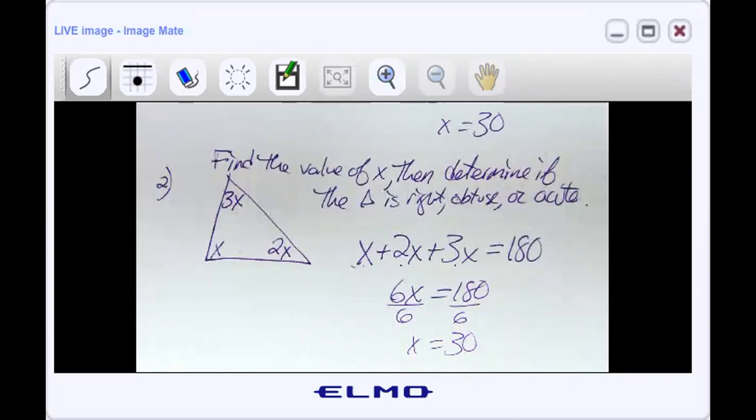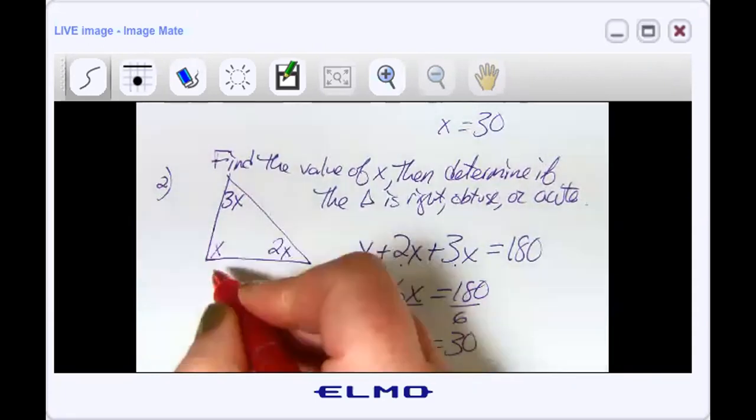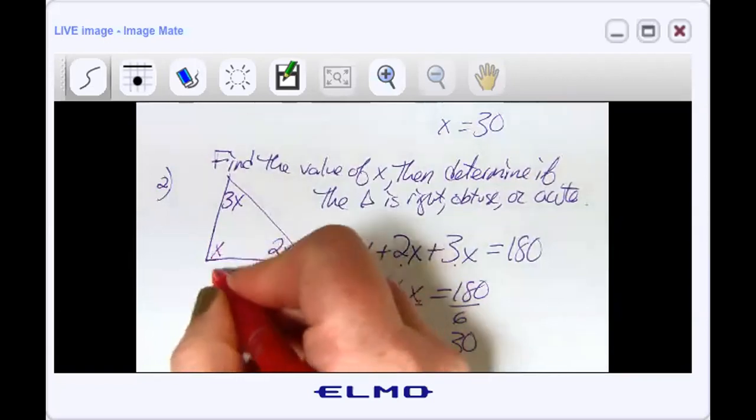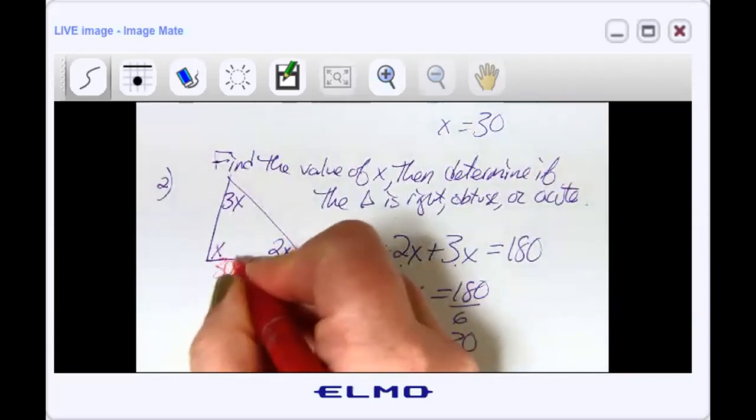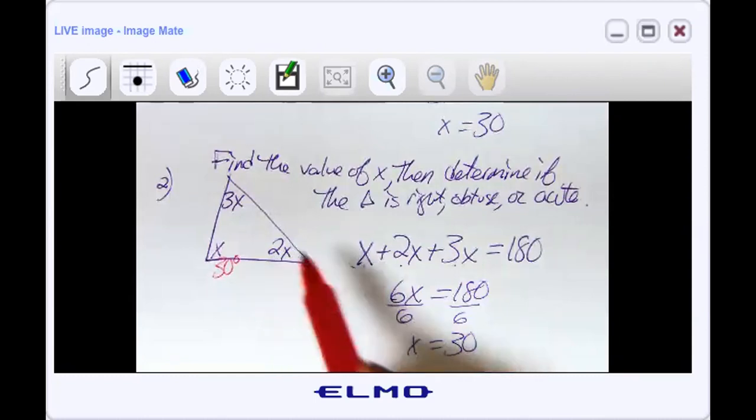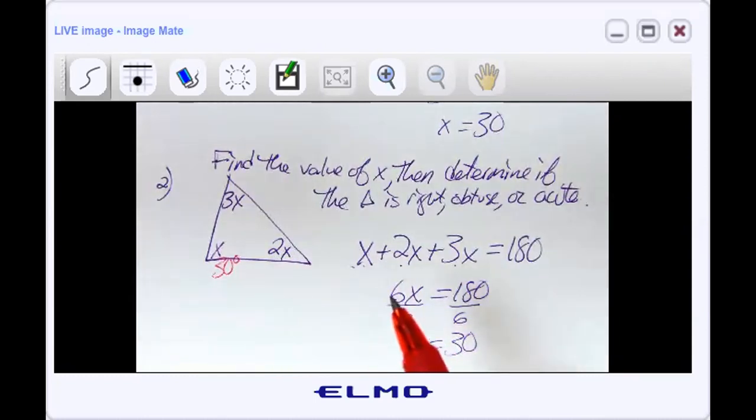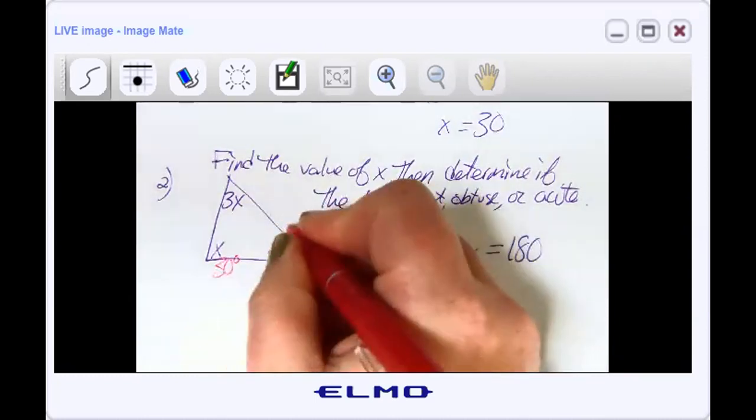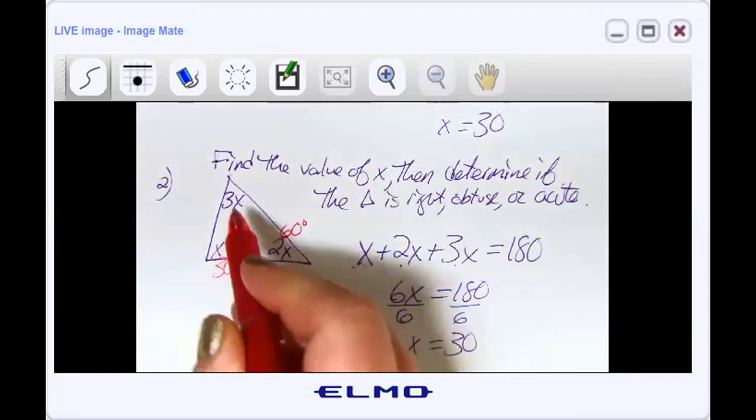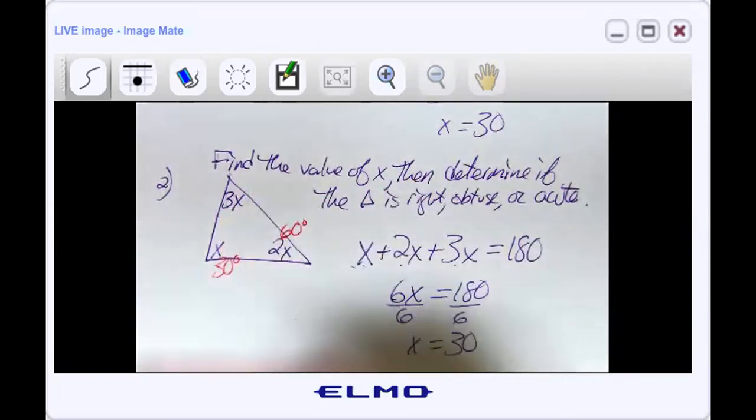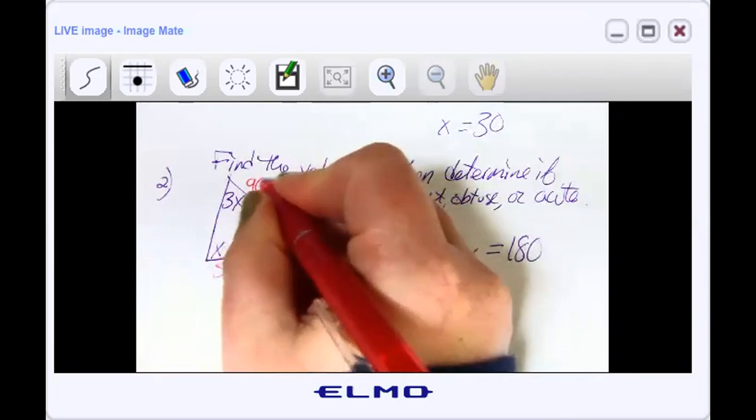So cool, I have X, but now I got to figure out the measure of these 3 angles so I know if this triangle is right, obtuse, or acute. So I do know this one's got to be 30 degrees because that's just X. So this is a 30-degree angle. This one here, that's 2X, that's going to be 60, right? Because 2 times 30 means that that's a 60-degree angle. But then this one's going to be 3 times 30. So I actually have a 90-degree angle there.